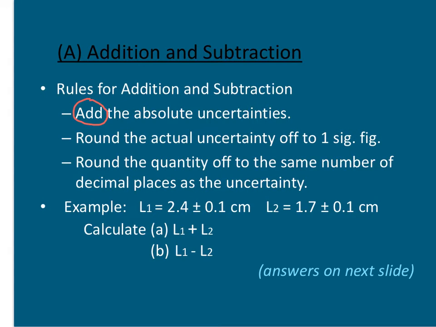Then round the actual or the absolute, same thing, absolute uncertainty up to 1 sig fig, as mentioned previously. Then you round the quantity or the value, another word for value, up to the same number of decimal places as the uncertainty, as mentioned on previous occasions.